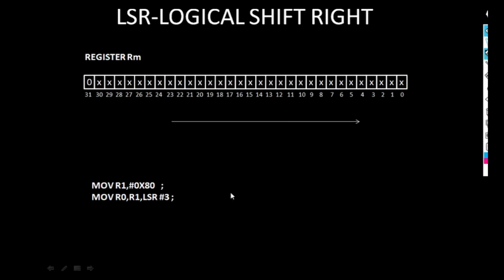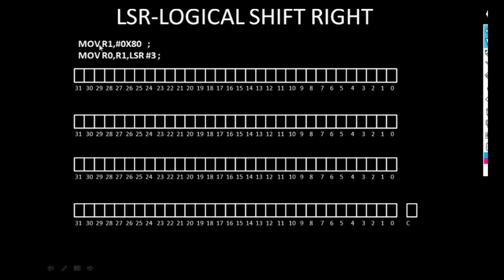Let's move on to our actual instruction here, which is MOV R1, #0x80. We want to perform logical shift right on this particular data 3 times, or by 3 bit positions, and store the result in R0. So how will you write 80 in binary? So this is 80 and the remaining bits will be nothing but 0.